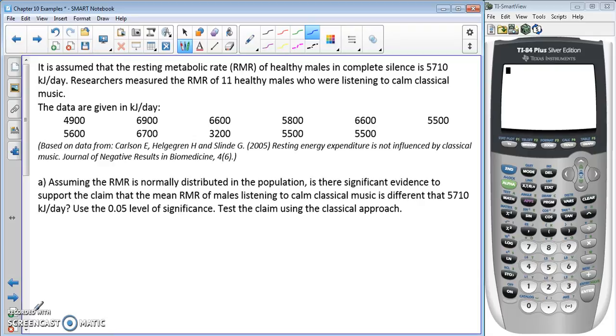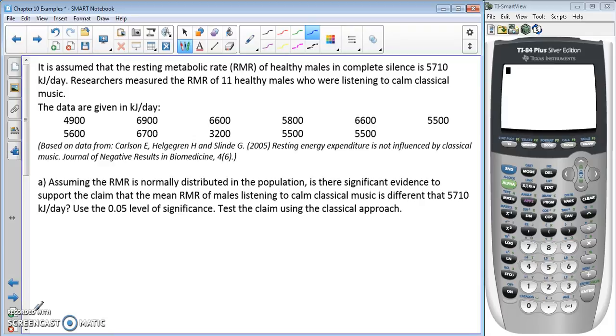So part A asks, assuming the RMR is normally distributed in the population, is there significant evidence to support the claim that the mean RMR of males listening to calm classical music is different than 5,710 kcal per day? Use the 0.05 level of significance. Test the claim using the classical approach.